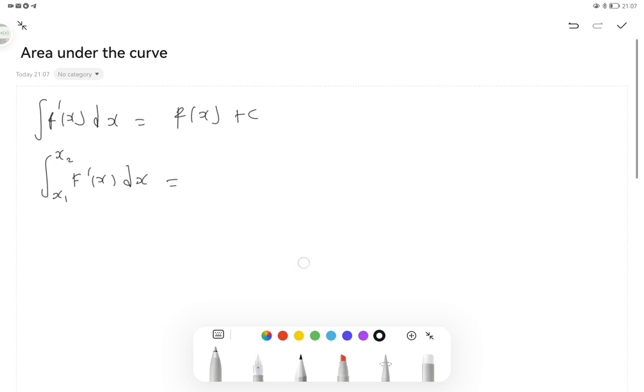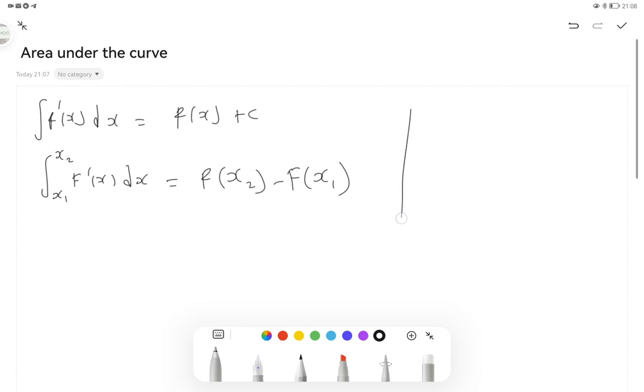At the end, we're going to have these two functions, f using x2 minus f using x1. So you subtract them. First you find the function, then later you use x2 minus f of x1 at the end, after finding the function.